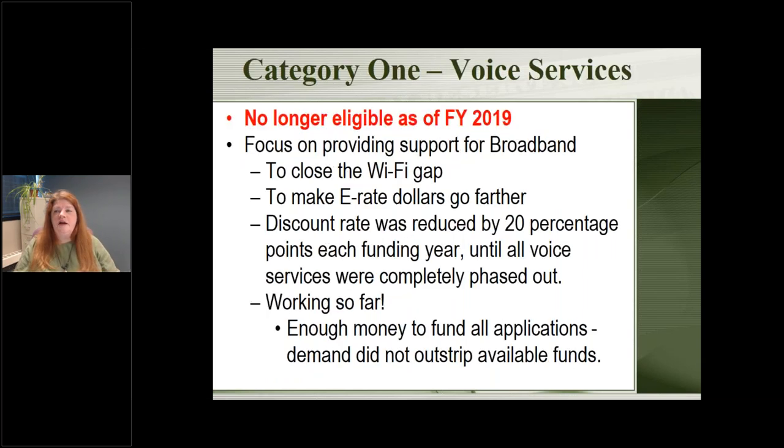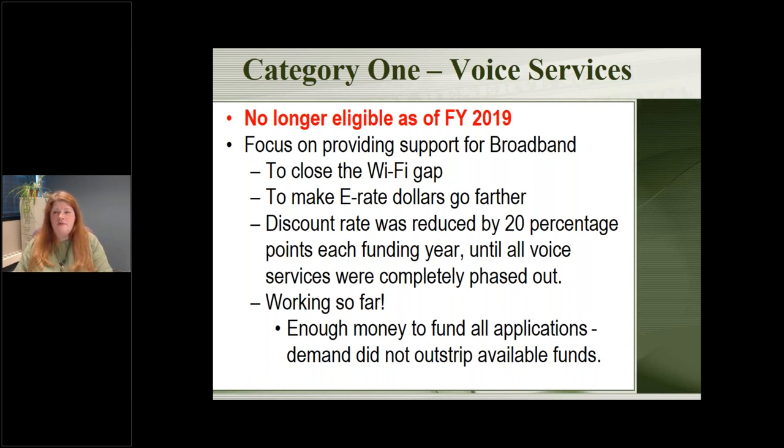Now, something that I did want to mention, just because you may hear about this, is voice services. This is telephone, anything voice related. It used to be a category one service that you could get an E-rate discount on. The last year to apply for this was 2019, the one you're in right now. So it's a past thing. It's no longer available. It was used by many, many libraries. Getting a discount on your telephone was part of a modernization of E-rate that the FCC dictated needed to be done. They wanted to do more work to, as it says here, close the Wi-Fi gap, to get more broadband internet service out to libraries and schools.